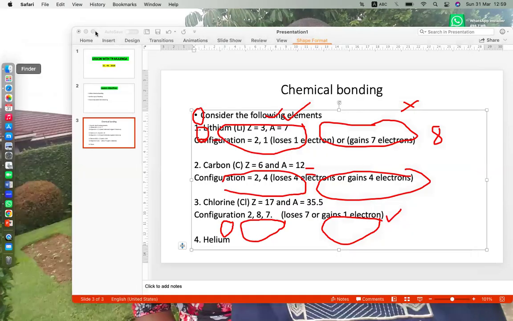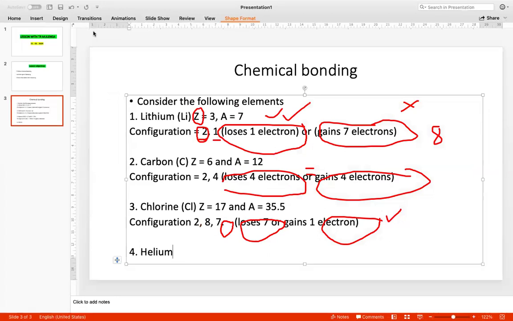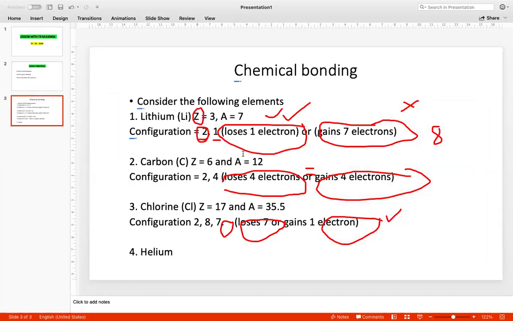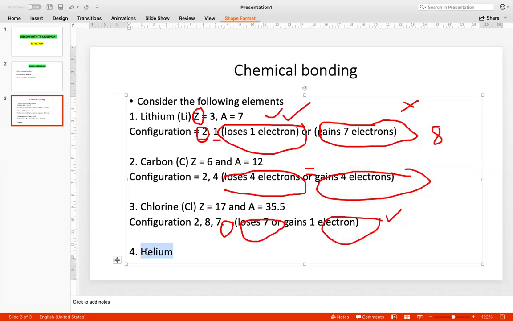Allow me to minimize this, and then I maximize this. So we're going to pick on neon. Let's replace helium with neon. So neon, the symbol is capital N and then e. Now, the atomic number, on your own, you can check. The atomic number is 10. And the mass number is double, which is 20.